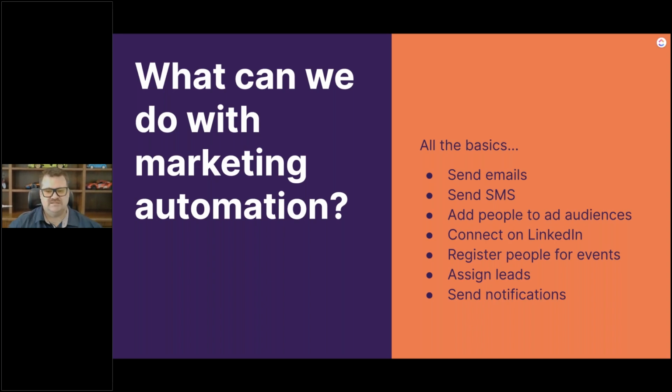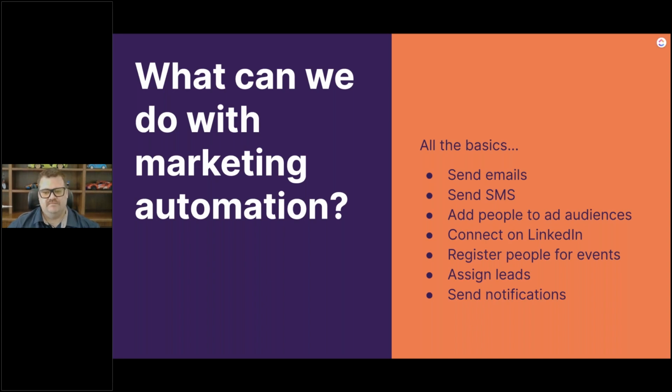So I'm going to send you an email. You don't open the email, so I can send you an SMS. You don't click on the link in the SMS, so then we're going to put you on an ad audience. But if you did click on the link in the SMS, we're going to put you into a different ad audience. And so we can create this big tree structure, this big flow chart that takes you to where you need to go in the process.